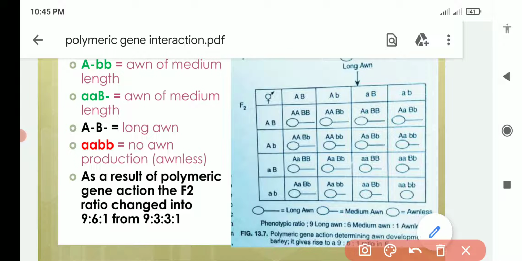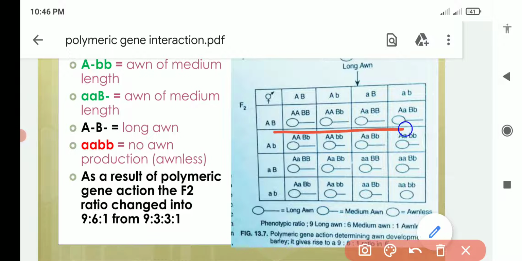So here we can see that there are different genotypes. Okay, here capital A, capital A, capital B is there. In second, capital A, capital B, small b is there. And third, capital A, small a, capital B is there. And fourth one is capital A, small a, capital B, small b. But all will give us long awn length.